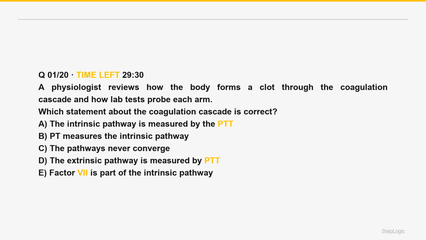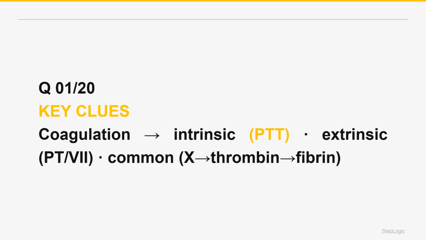Intrinsic to factor XII, extrinsic to tissue factor, PT, INR, common pathway X leads to thrombin, leads to fibrin. The coagulation cascade has two initiating arms that converge. The intrinsic contact pathway involves factors XII, XI, IX, and VIII, and is measured by the PTT, partial thromboplastin time. PTT: intrinsic. The extrinsic pathway is shorter.